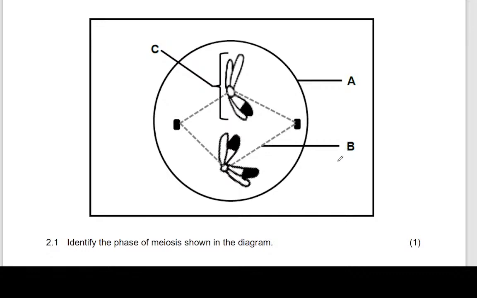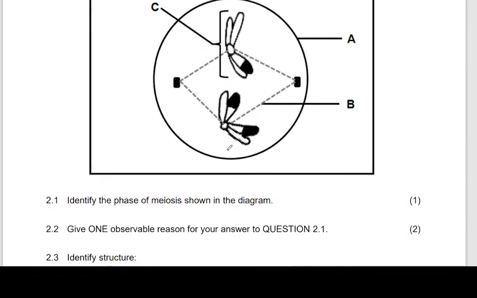Sometimes you call it spindle fibers, sometimes spindle threads. Identify the phase. Since the spindles are at the sides, the chromosomes are in the center. The first thing you think about is metaphase. But is it metaphase 1 or metaphase 2? Because the chromosomes are single, there is no pairing here, there is no pairing here. Therefore, it is metaphase 2.